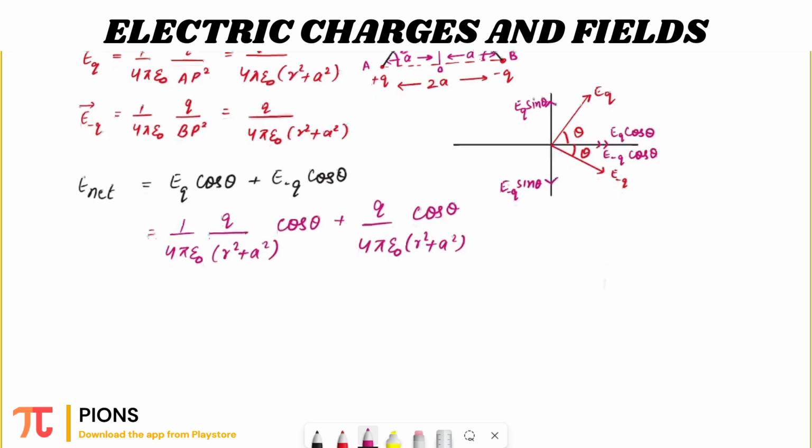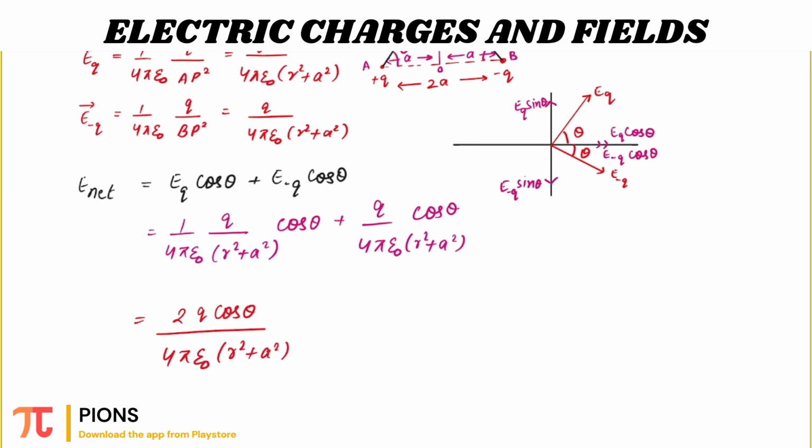Now 1 apple plus 1 apple, so 2 apples. So this whole thing is the same, repeating itself. So 1 apple and 1 apple will add, and that will give us 2Q cos theta whole divided by 4 pi epsilon naught R square plus A square. I hope this is clear.